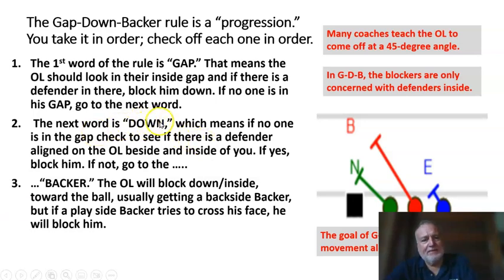Down, which means no one's in the gap. Check to see if there's a defender aligned on the offensive lineman beside you, inside of you. If yes, block what's down. If not, go to the third word of the rule, the third part of the progression, backer. The offensive lineman will block down or inside toward the ball, usually getting a backside backer, but sometimes it's the Mike in a 3-3 or 5-3 or 3-5, whatever you want to call it.